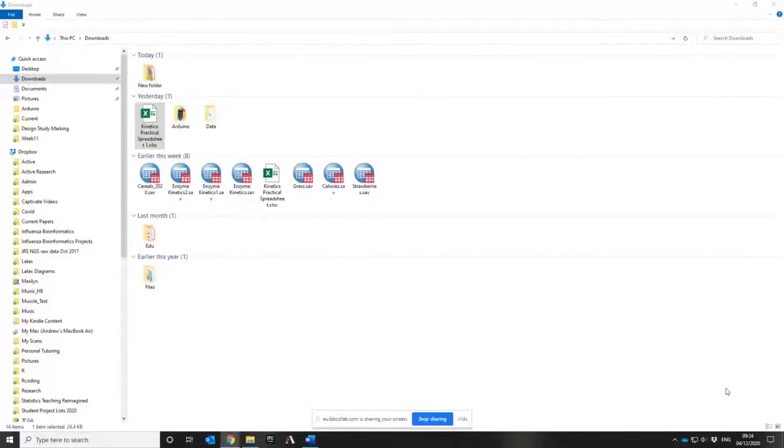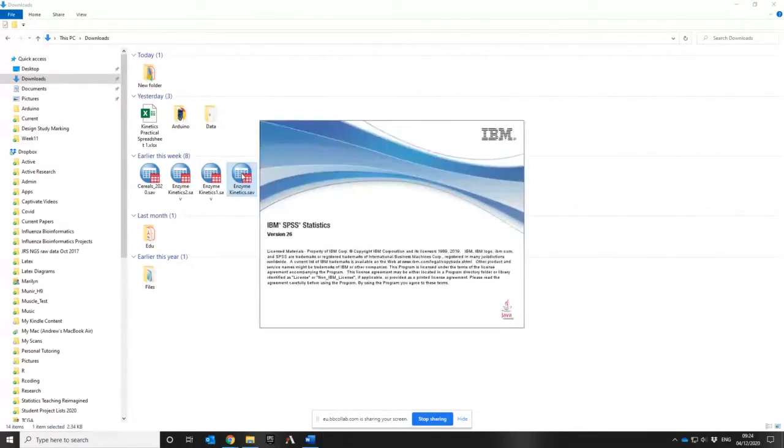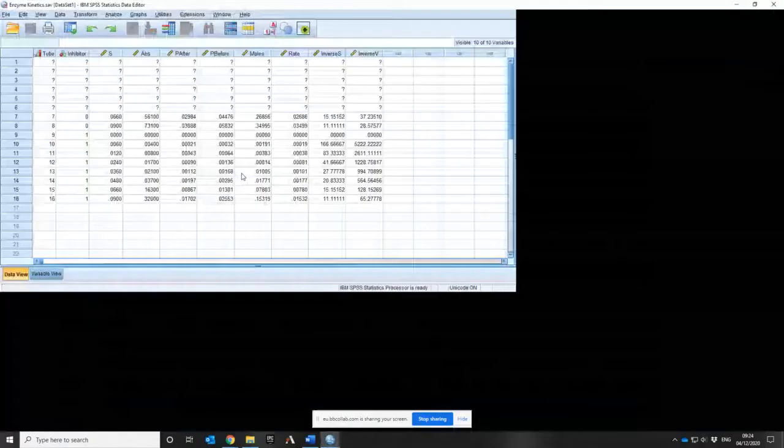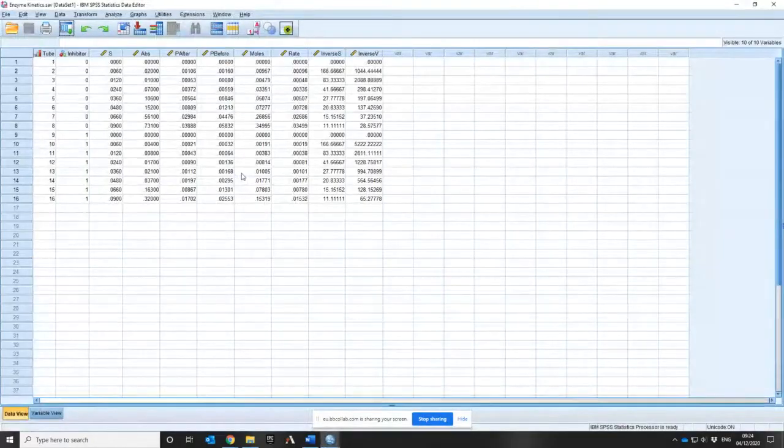Let's have a look. Where is it? Let's find the file. I forgot to say something, but it doesn't matter, we can look at it here. Right. This is exactly the same data in SPSS.